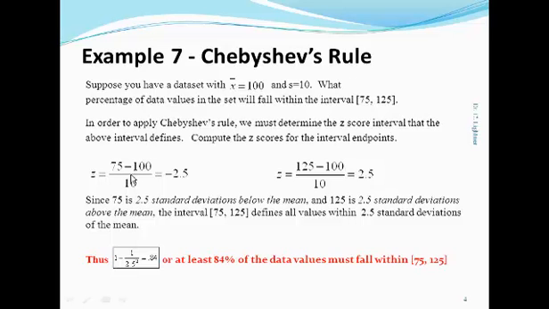Computing the z-score for 75 using our z-score formula, the z-score is 75, the value that we want the z-score for, minus the mean, which is 100, divided by the standard deviation, which is 10. This gives us a z-score of negative 2.5. When we compute our z-score for 125, we use the z-score formula: 125, the value we want the z-score for, minus the mean, which is 100, divided by the standard deviation, which is 10. This gives us a z-score value of 2.5.